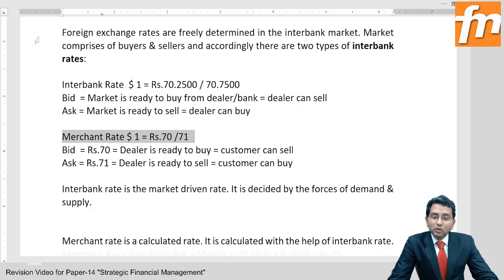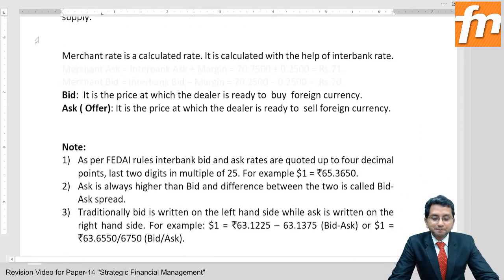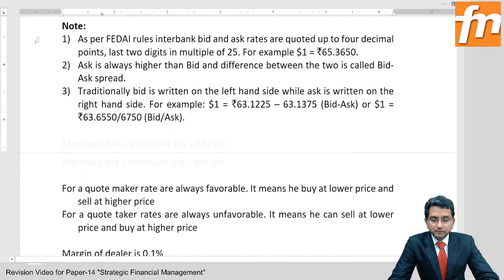Merchant rate is a calculated rate. It's not a market driven rate. Again, it is also a two-way quote. The lower one is bid rate and the higher one is the ask rate. Bid is the rate at which dealer is ready to buy and ask is the rate at which dealer is ready to sell foreign currency to the customer. Okay, good.